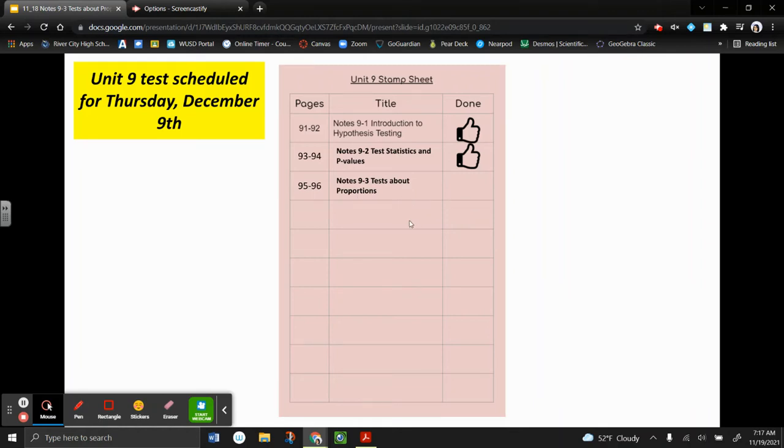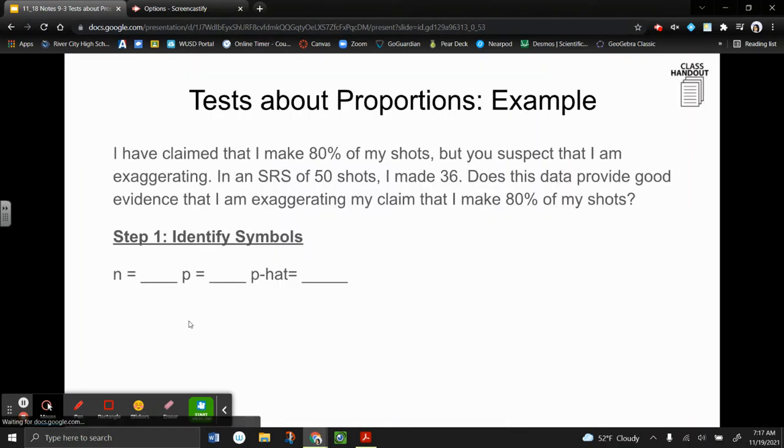All right, here's a video for notes 9-3, tests about proportions. So I have a claim that I make 80% of my shots, but you suspect that I'm exaggerating. In an SRS of 50 shots, I made 36. Does this data provide good evidence that I'm exaggerating my claim that I make 80% of my shots?